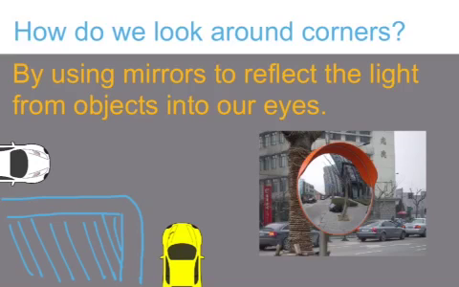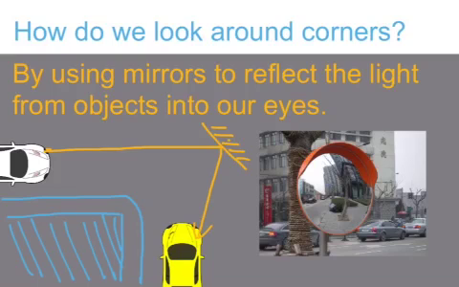And similarly in the car example, we can actually put a mirror here. This is the mirror. Then the light rays from the car, let's say from the white car, would travel to the mirror, and then be reflected to the yellow car, so that the driver in the yellow car can spot the white car when it's moving around the building.